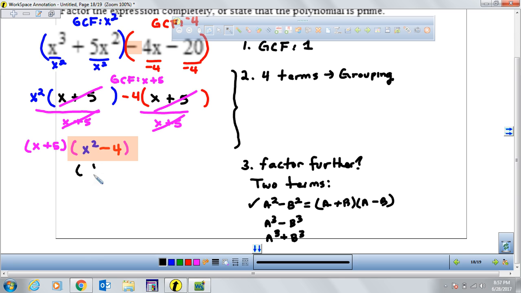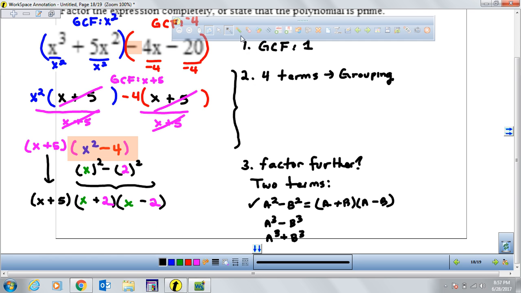So what's a and b? We gotta find something that when squared equals x squared, and something that when squared gives me 4. And that would be x, and that would be a 2. Right, so that's what we're gonna put here, x and 2. So then we're going to factor this into a plus b times a minus b. Remember that a is x and b is 2. So my factors would be a, which is x, plus b, which is 2, times a, which is x, minus b, which is 2. And then bring down the greatest common factor.